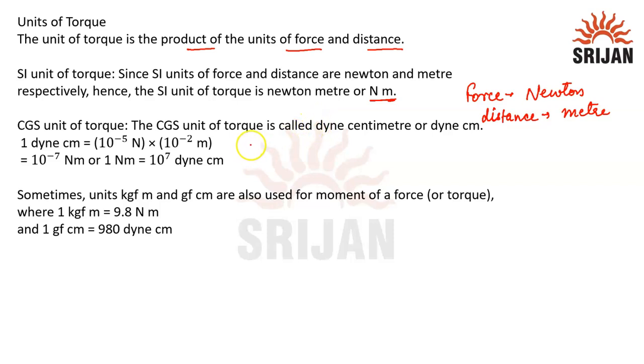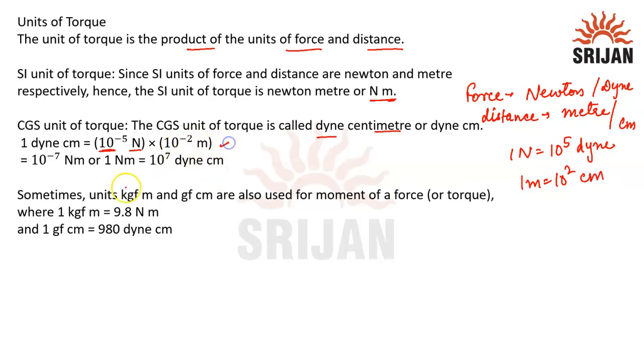Now if we talk about CGS, the CGS unit of torque will be dyne centimeter, because for force the CGS unit is dyne and for distance it is centimeter. 1 dyne is 10 to the power minus 5 Newton, because 1 Newton is 10 to the power 5 dynes, and 1 meter is 100 centimeter, meaning 10 to the power 2 centimeter. So 1 centimeter will be 10 to the power minus 2 meter. From here we can say 1 dyne centimeter is equal to 10 to the power minus 7 Newton meter, or 1 Newton meter will be 10 to the power 7 dyne centimeter.